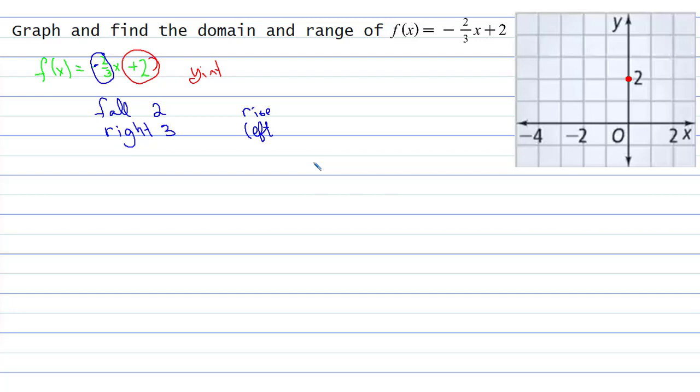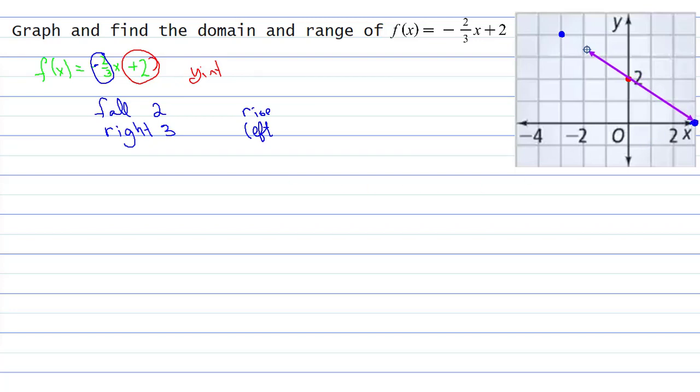And so let's go ahead and plot some points here. So it says I need to fall 2, go right 3. And so that means that one of my points is over here at 3, 0. But if I need to go backwards, because I need to have a point to the left, I need to rise my 2 and go left the 3. And so now I'm going to go ahead and draw in my line.